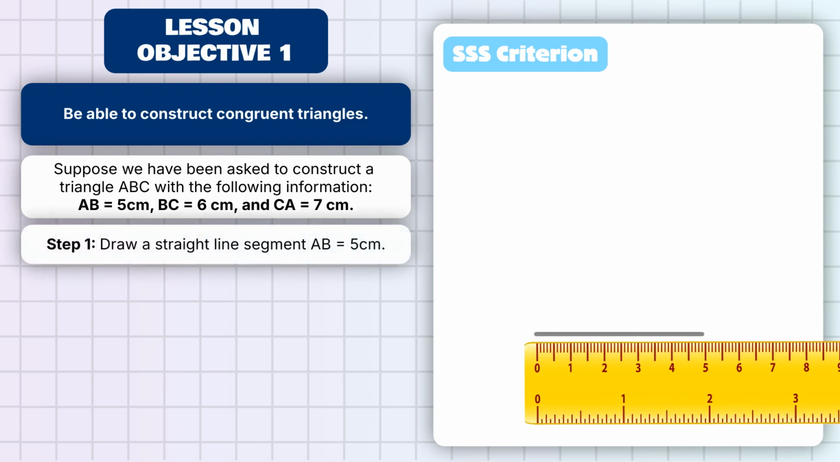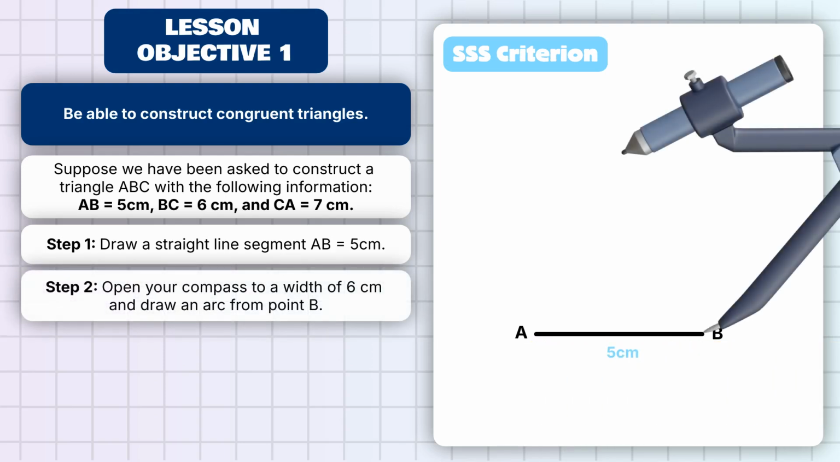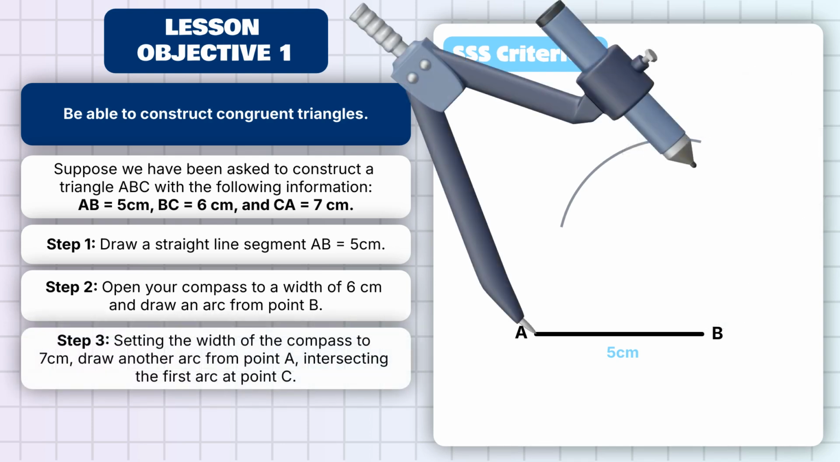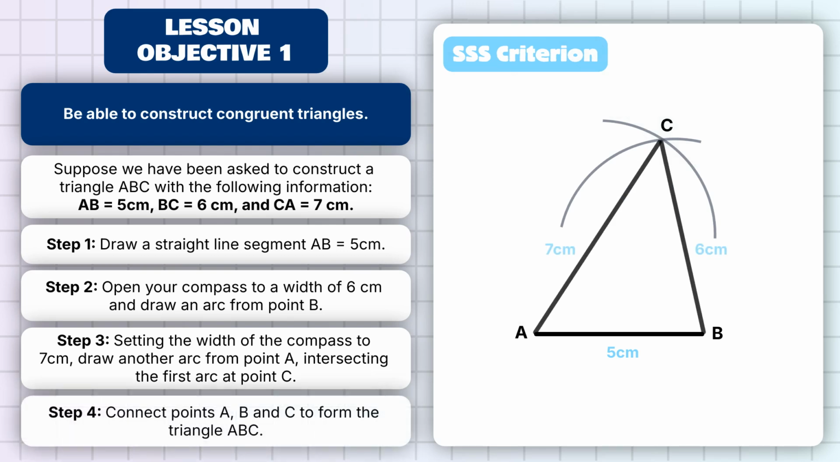Step 1 is to draw a straight line segment AB which equals 5 centimeters. For step 2, open your compass to a width of 6 centimeters and draw an arc from point B. Step 3. Now setting the width of the compass to 7 centimeters, draw another arc from point A, intersecting the first arc at point C. Finally, step 4. Connect the points to form triangle ABC. So that's how we construct congruent triangles when we know the lengths of all three sides.